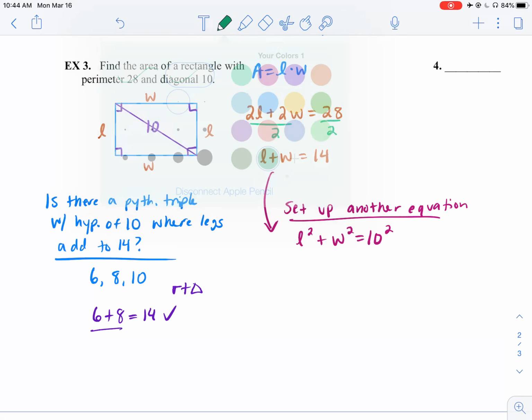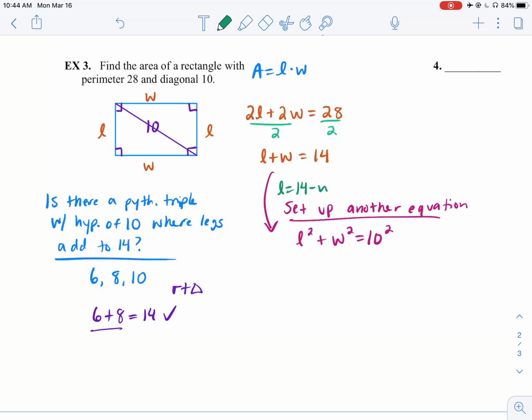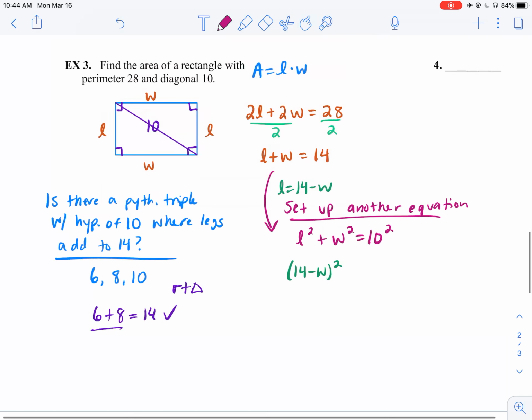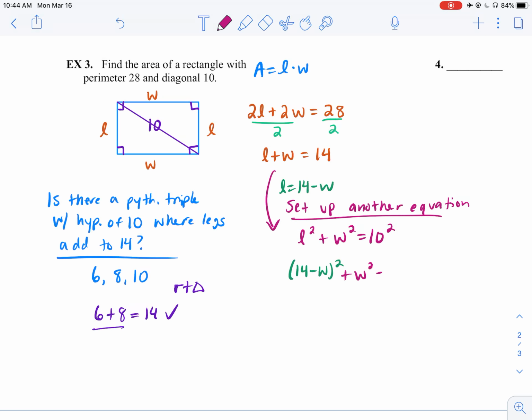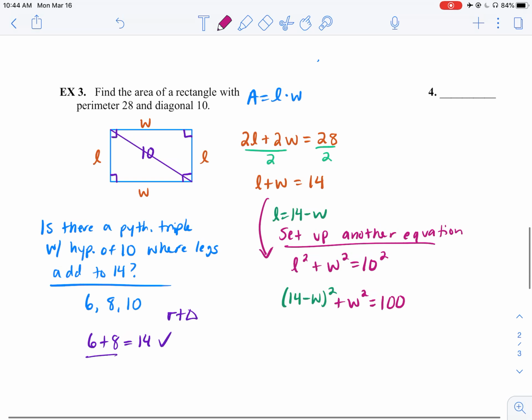So let's say I want to substitute for L. L is 14 minus W, and that means that (14 minus W) squared plus W squared equals 100. From here, I'm going to pause for a second. The rest of the solving of this is algebra. If you still don't feel comfortable with solving out a squared equation all the way through, I will complete this. But if you are tracking up to this point and would like to move on, let's pause, finish the question, and then we'll come back.